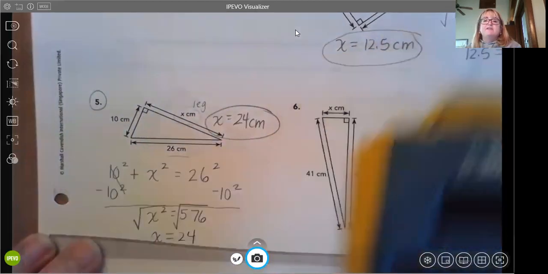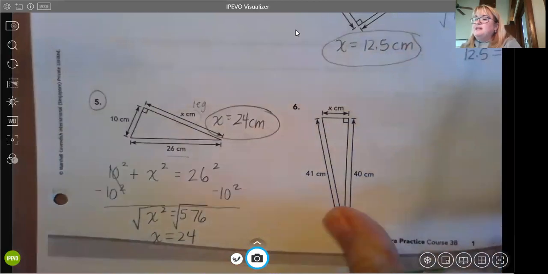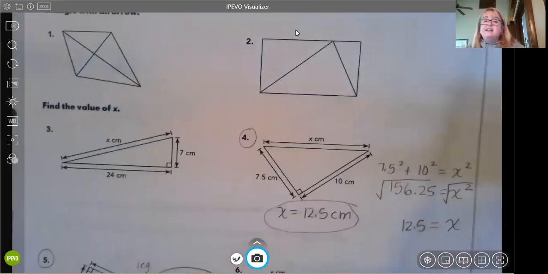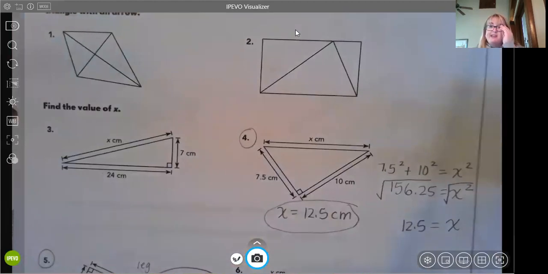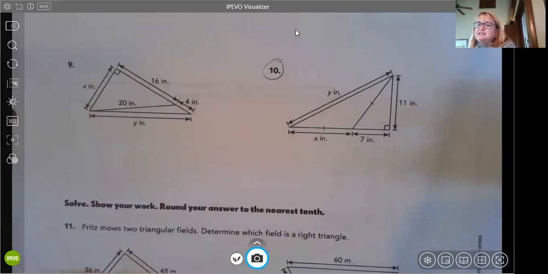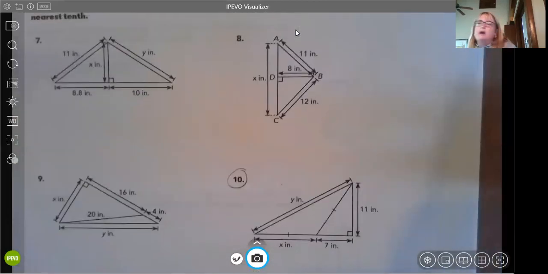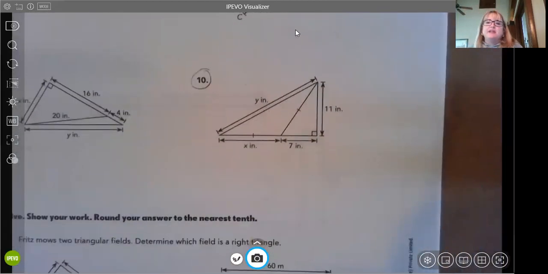All right, so we looked at 4 and 5, and both of these are finding unknown side lengths. So we can use the Pythagorean theorem to find unknown side lengths. 7 through 10 are figures that are a little more complicated than the other ones. But we can still use the Pythagorean theorem to figure out unknown side lengths. So let's look at number 10, because I think 10 is pretty tricky.